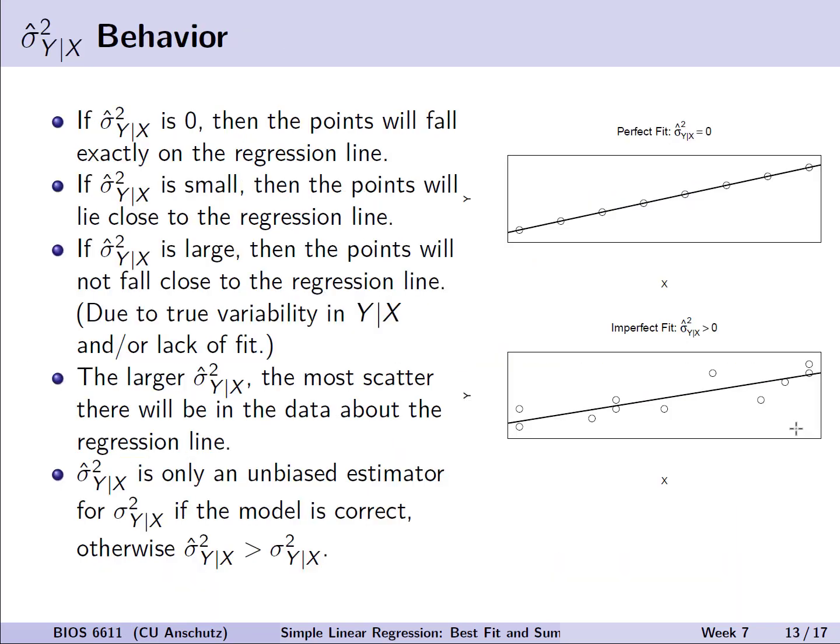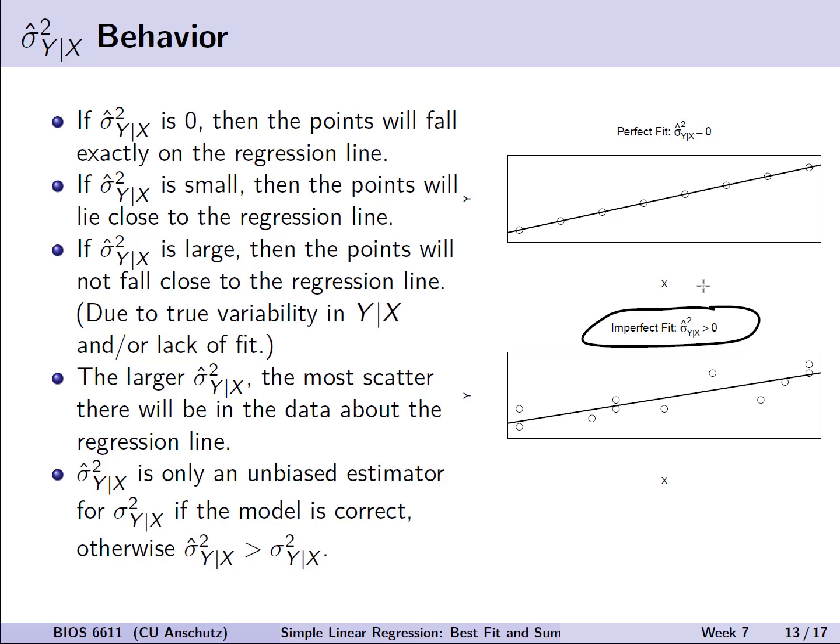Now, what is some of the behavior of the MSE that we can expect and maybe take some information away from in practice? Well, first off, if our estimate of the MSE, sigma hat squared y given x, is equal to 0, that implies that the points will fall exactly on the regression line. We have a perfect linear relationship and fit. Now, more realistically, we'll have some deviation and variation in our points in a sample. So if it's a smaller quantity, then the points will generally lie closer to the regression line, which we can see down below in the lower figure of an imperfect fit.